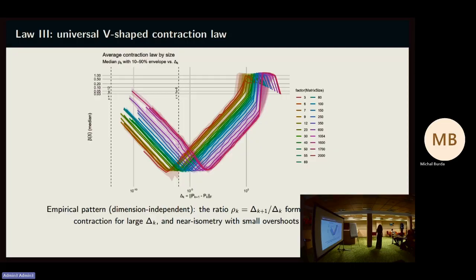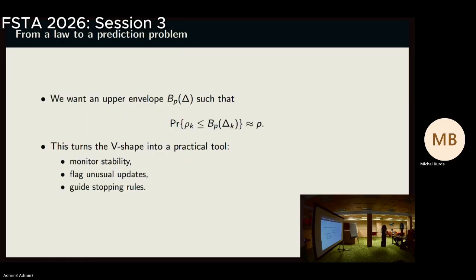So here is the main result, and from this figure we want to check what happens technically at each step size, and when we're going to have the overshoots, and are they controllable, yes or no? In order to do that, we go from a law to a prediction problem. So here, if the probability of this contraction ratio being less than B_P of delta K is approximately P, then we can check what we're going to do. And here B_P of delta K can be any layer that we're going to present later. Here we can monitor stability, flag the unusual updates, and also guide the stopping rules. It has so many uses.